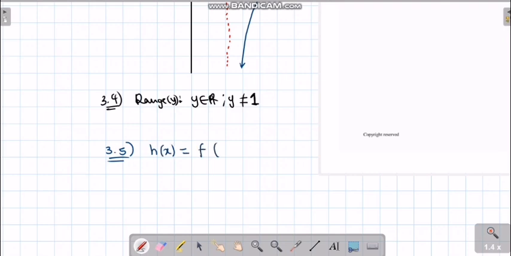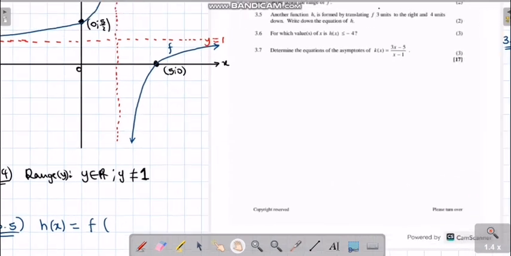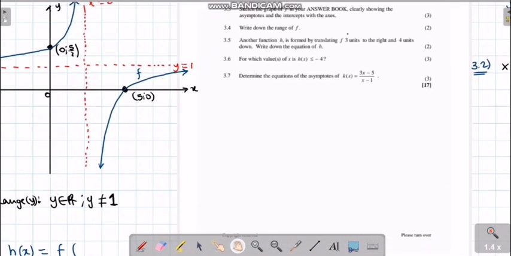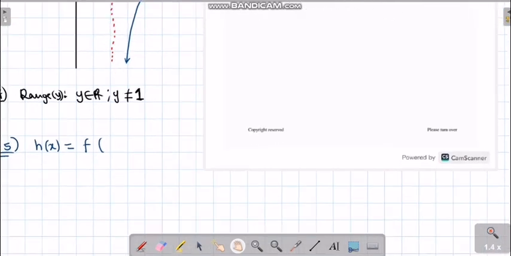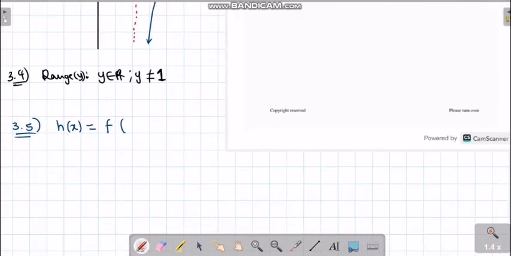We should shift f. Remember, when you shift to the left or right, we are affecting x. When you're shifting up or down, we are affecting what? Y values. So we're shifting 3 units to the right, so we say x minus 3. Then we say plus what? Is it plus 4? We say down, so we say minus 4.